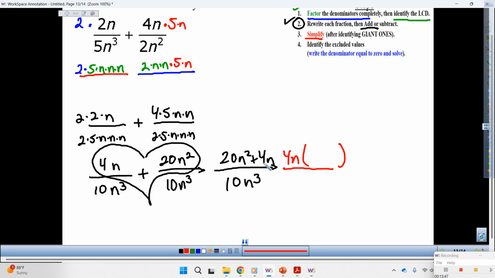4n. So that leaves us with 5n plus 1, and I'm left with 10. I'm going to write it. And then n, let's write the n factored out. N times n times n, so you guys can see it. So now here's where we ask, what would be the GCF for 4 and 10? The 2, right? So this is 2 times 2, and this one is 2 times 5.